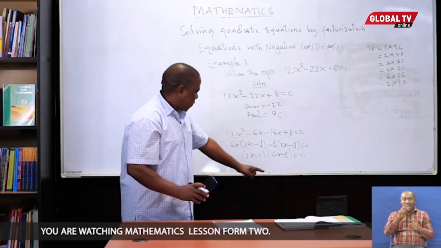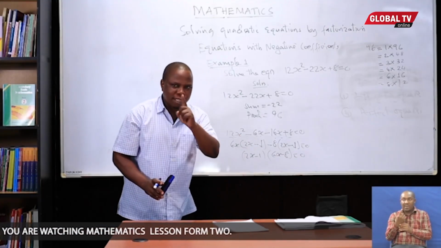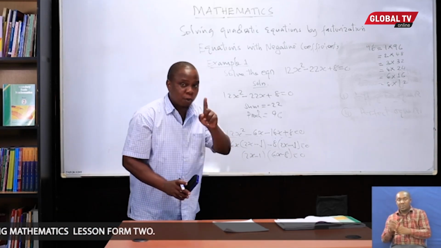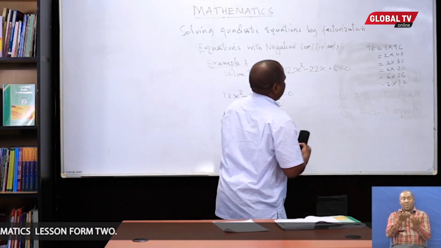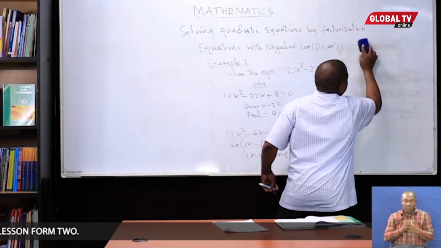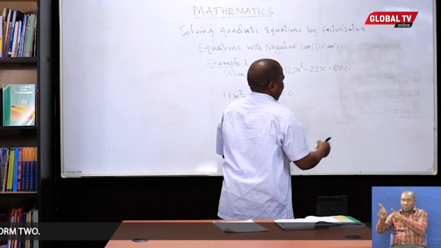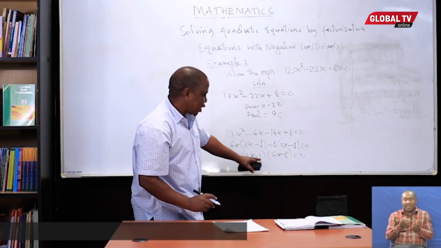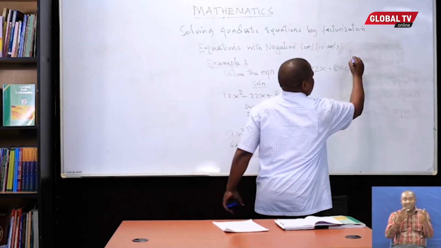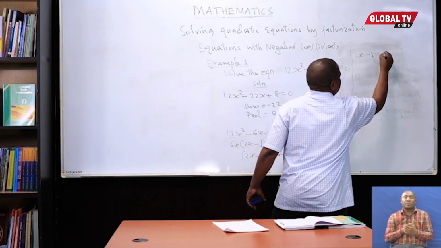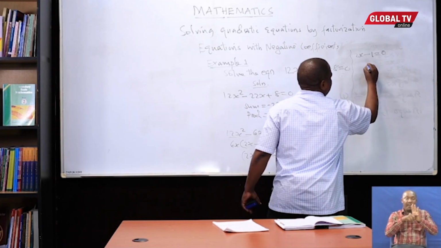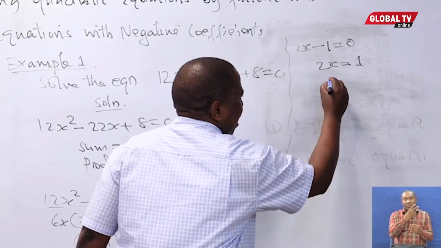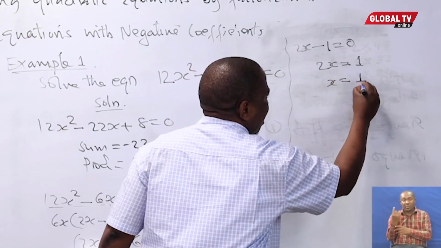Again, for the product of any two numbers to be 0, either one or both numbers should be equal to 0. That's either 2x minus 1 is equal to 0, of which it will give us 2x is equal to 1. Upon dividing by 2 throughout, you will have x is equal to 1 over 2.